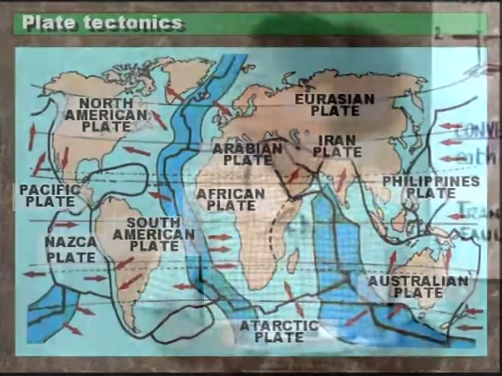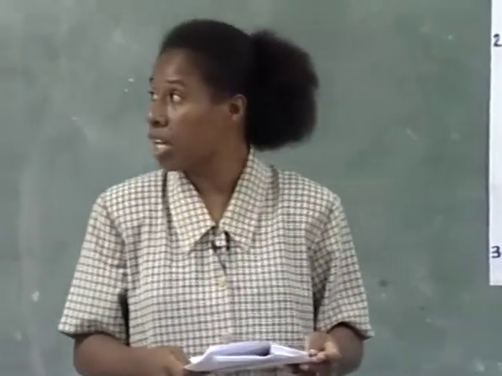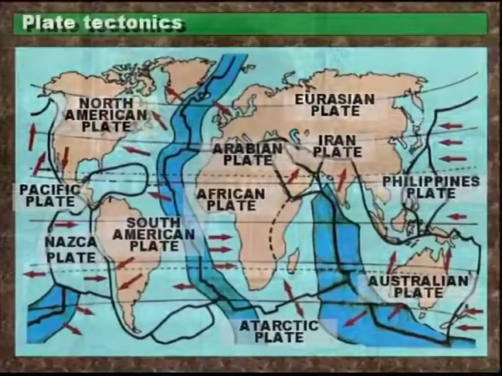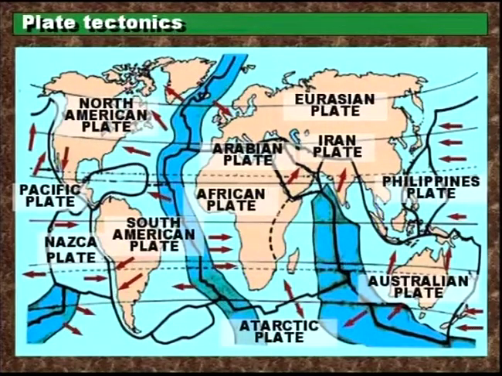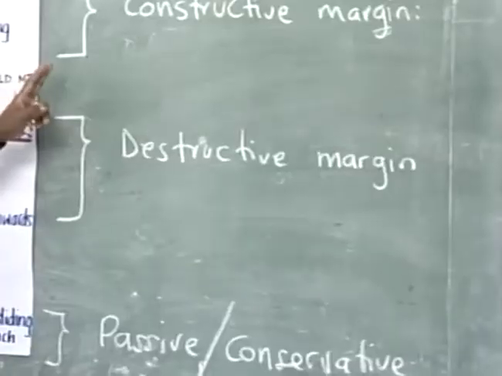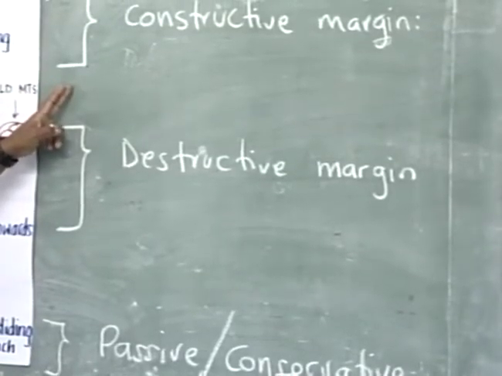Any other examples, Dorothy, that you can give for plates spreading or constructive plate boundaries? The African plate and the North American plate. Are they diverging? Yes, definitely. So at the boundary, it is a constructive plate boundary. You can go back to the activity we did earlier, when we were listing examples of plates diverging and converging, and you would have noted that the boundaries of all those plates that are diverging are constructive margins.